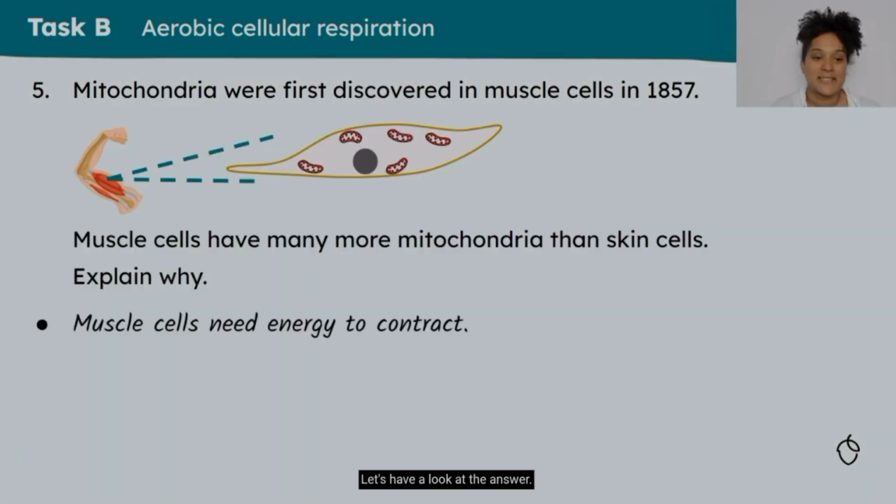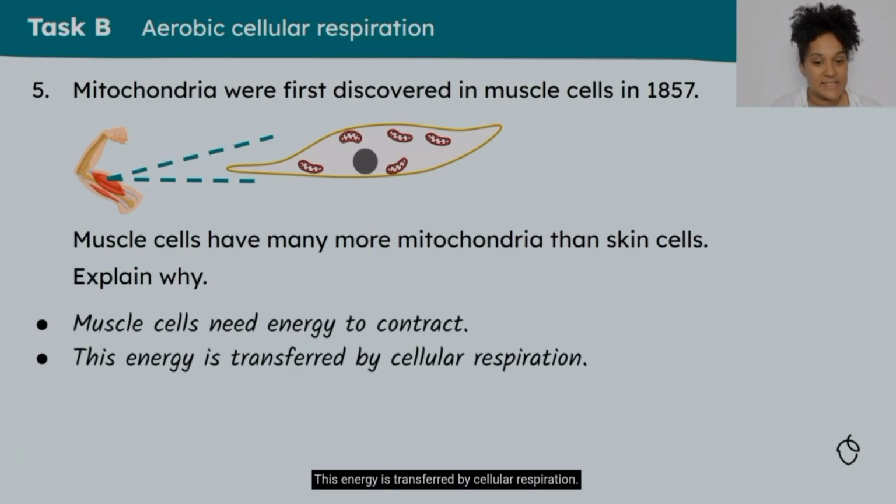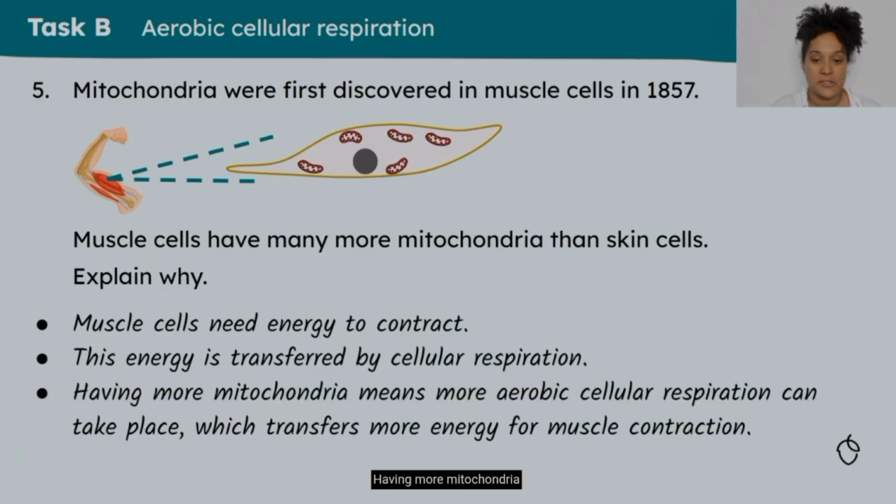Let's have a look at the answer. Muscle cells need energy to contract. This energy is transferred by cellular respiration. Having more mitochondria means more aerobic cellular respiration can take place, which transfers more energy for muscle contraction. Well done if you got that right.